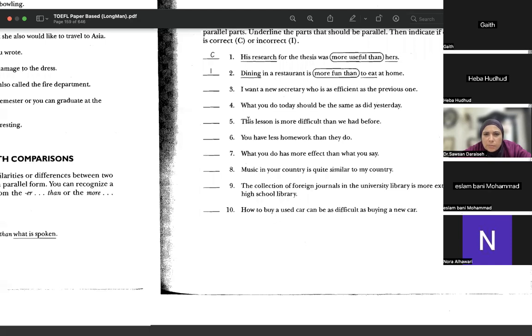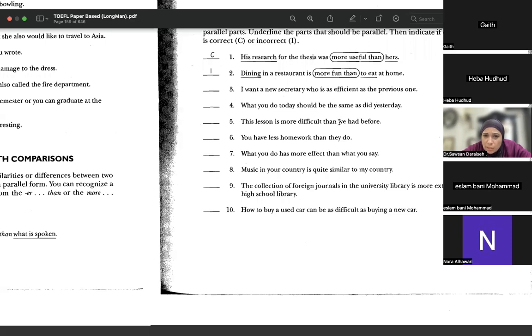The lesson is more difficult than we had before. I think it's correct. Are you sure? This lesson is more difficult than the lesson we had before. You need the lesson. No, than the lesson. You have to mention what it is we're talking about.